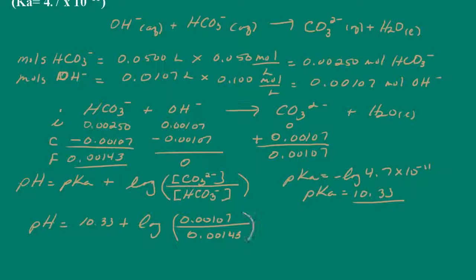moles for the acid. Remember, when using the Henderson-Hasselbalch equation, we don't need to use concentration. We can just use the number of moles. The ratio of the moles of base to acid is what counts, because remember, both the acid and its conjugate base are in the same volume, so the volumes would just cancel. And our pH then is 10.20.